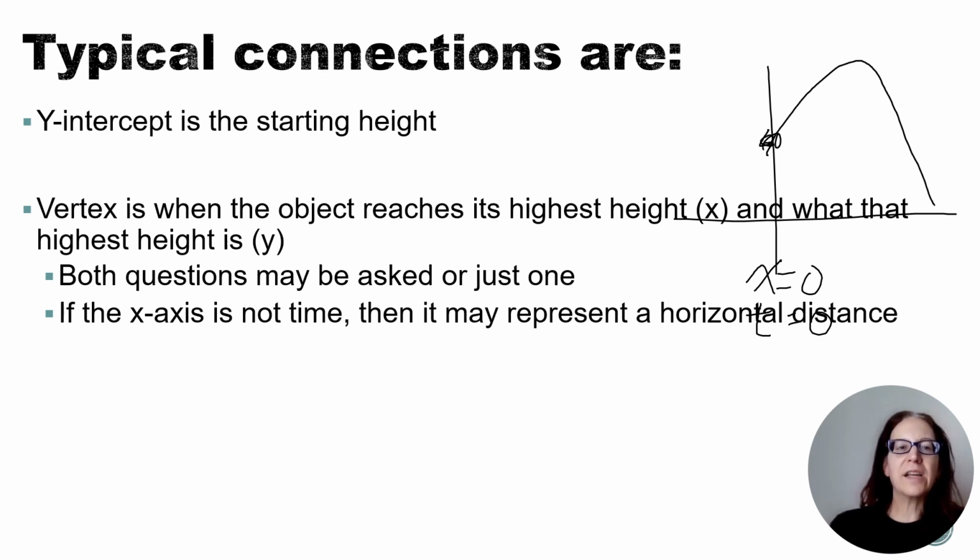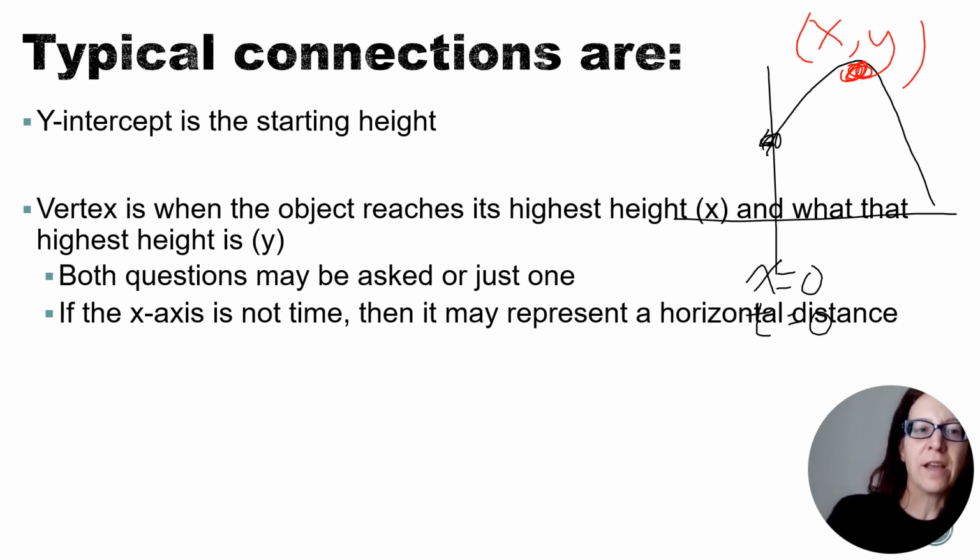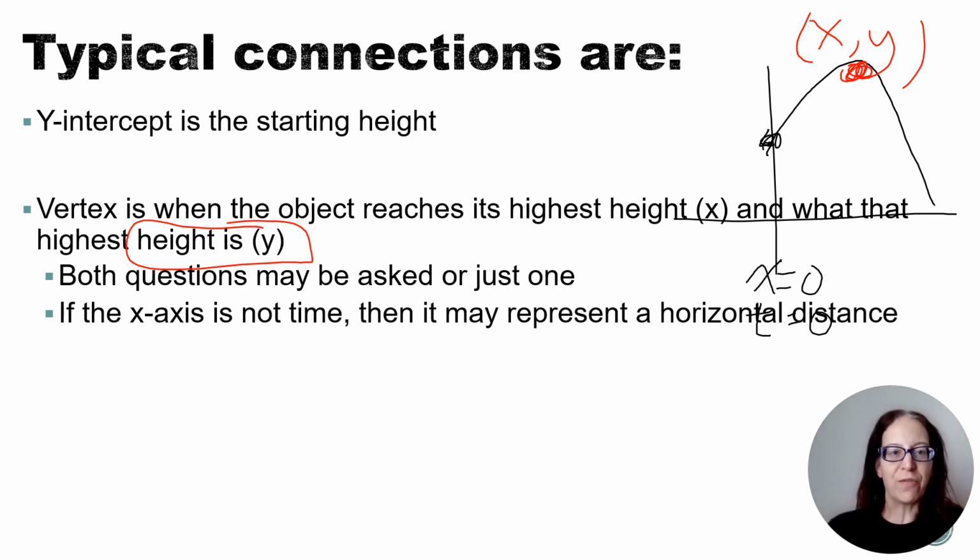The vertex is when the object reaches its highest height. That would be the x, and what that highest height is, that's the y. So remember that your vertex does have an x coordinate and a y coordinate. And it says there both of those questions may be asked or just one. So sometimes it's just how high does the object go? If you're asking for how high, height is your y. So you would be asked for the y coordinate of the vertex.